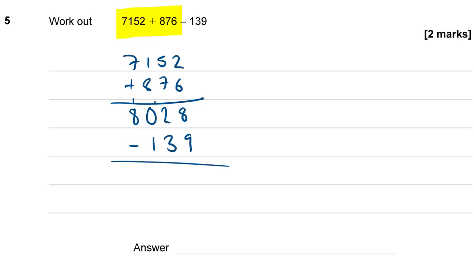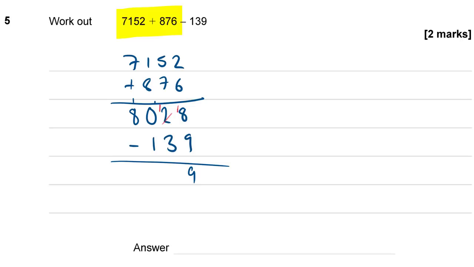139. What does that give us? 8 subtract 9, can't do that, so I need to borrow one, don't I, from here. That becomes 1, that becomes 18. 18 subtract 9 is 9. 1 subtract 3, can't do that either. I've got to do lots of borrowing here.